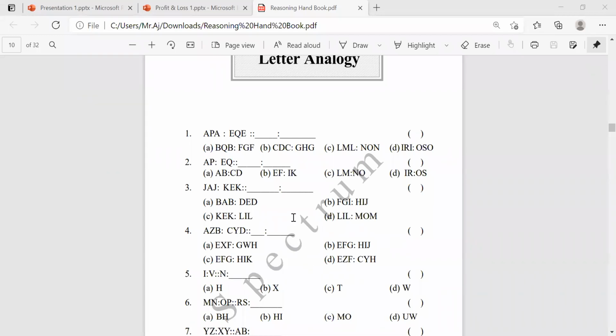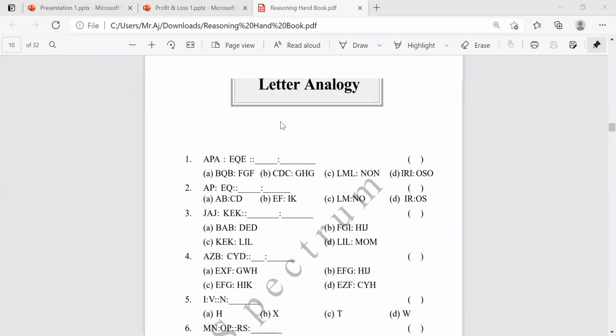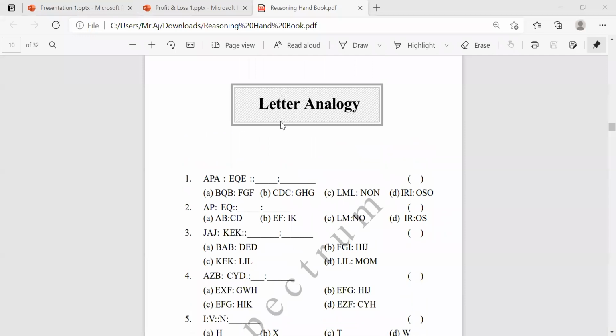Good morning, everyone. Welcome to online CRT classes. Today we are going to discuss letter analogy. Letter analogy is one of the topics similar to letter series and coding and decoding.